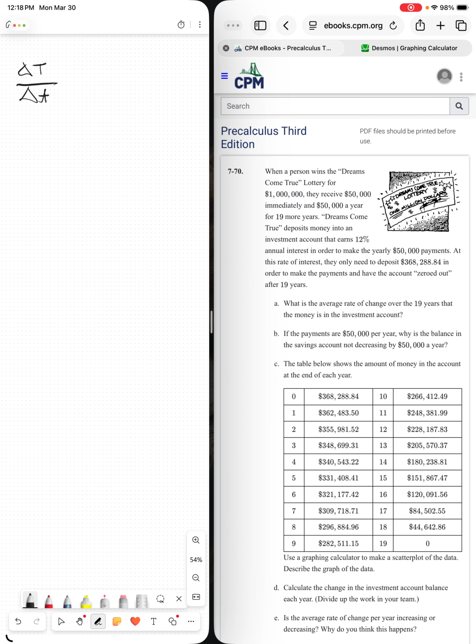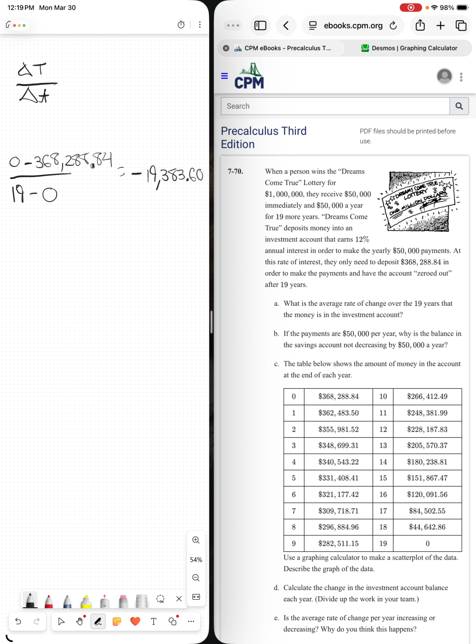Okay, so that would be 19 years, so 19 minus year 0, right? And then our money at 19 years is 0 minus the 368,288.84. So let's do that, right? So we're going to take that number, that 368,288.84, and we're going to divide it by 19. Right, and you're going to get an average of negative 19,383.6. Right, that's how much money it's losing every year.